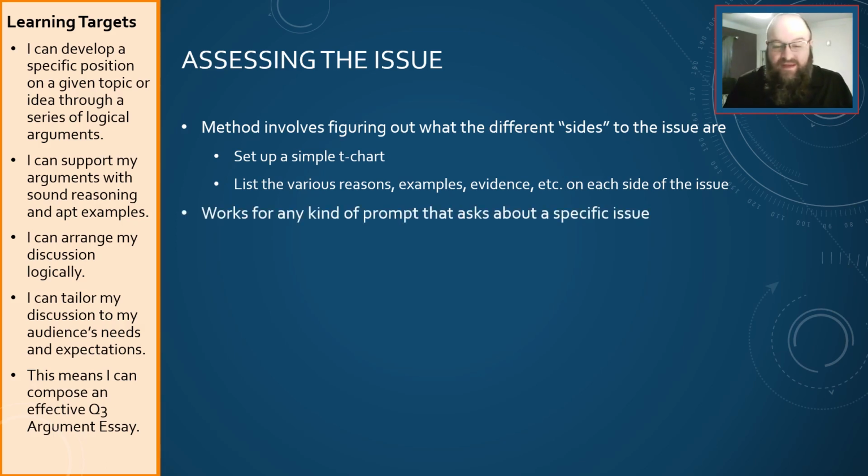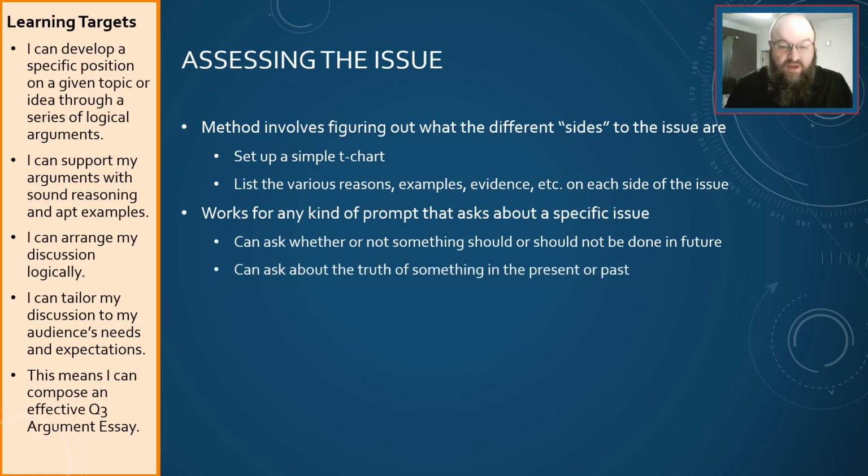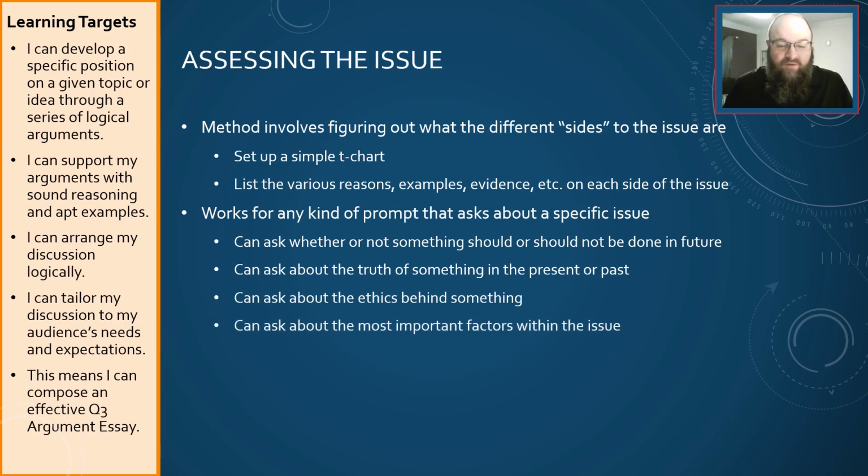This works for really any kind of Q1 or Q3 prompt that asks you about a specific issue. Whether that prompt is asking you whether something should or should not be done in the future, or if the prompt is asking you about the truth behind something in the present or the past, or if the prompt is asking you about the ethics or efficacy of something, or if the prompt is merely asking you to consider the most important factors. This particular method works for any of those kinds of prompts.